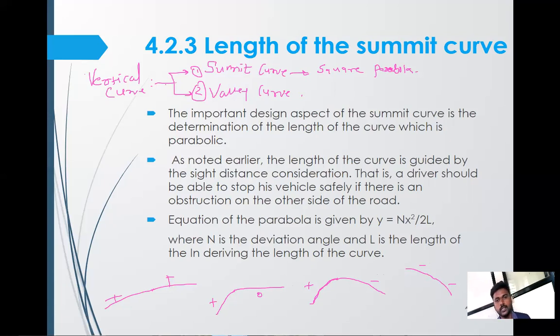Ascending meets ascending, ascending meets flat, that is the second case, ascending meets descending, and descending meets descending. These are the four conditions we saw in the last lecture which are responsible for the formation of summit curves. We saw the overview of the summit curve in the last lecture. Now we will move forward and see how the length of the summit curve is determined.